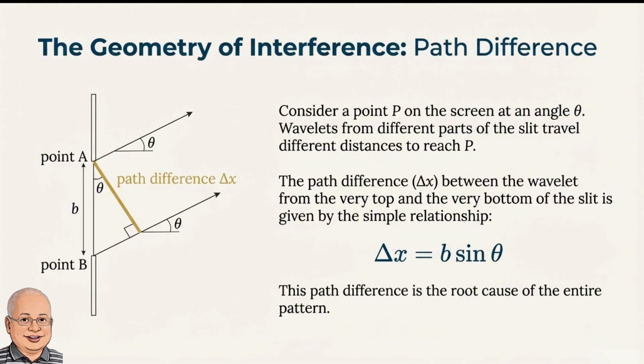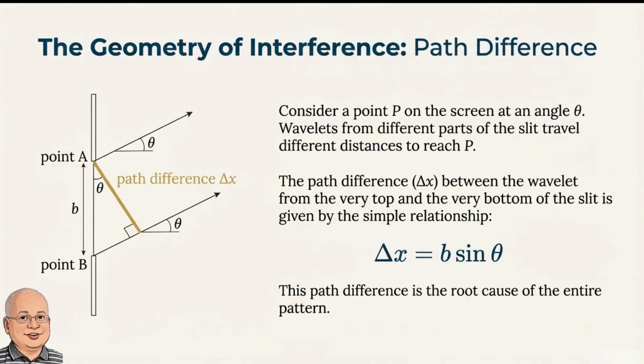The screen is at such a large distance that this distance is practically infinite, at an infinite distance with respect to the extension of the slit. That is why it is theta for both the rays, the ray from A and the ray from B, because of that. Now from A it travels a certain distance, from B it travels a certain distance.